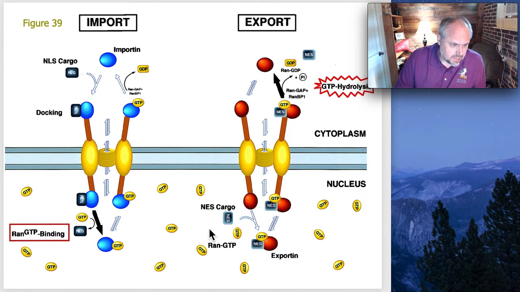So it's estimated that in something like a human liver cell, hundreds of thousands of molecules are transported across these nuclear pore complexes every minute. So a lot of activity going on with these import and export mechanisms.